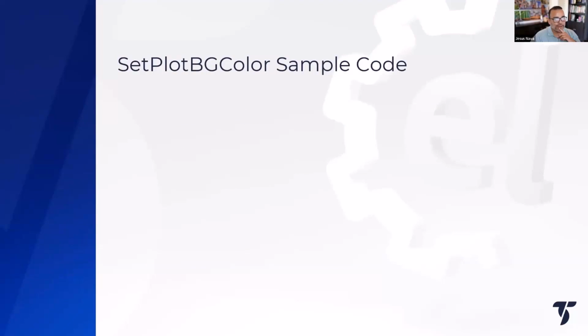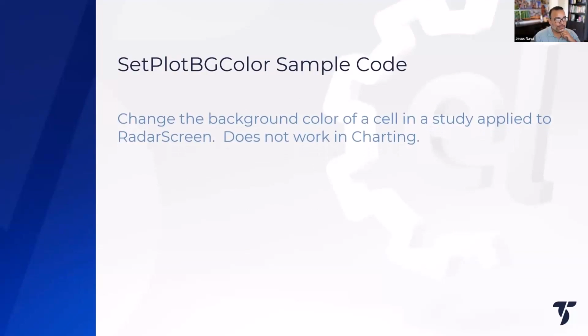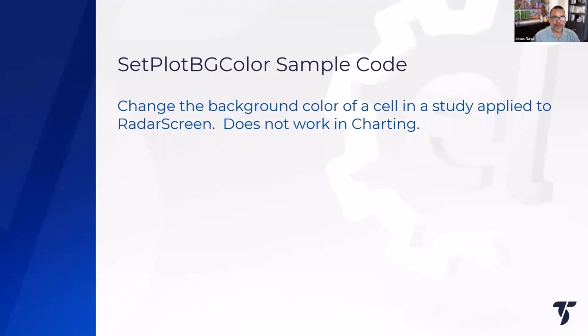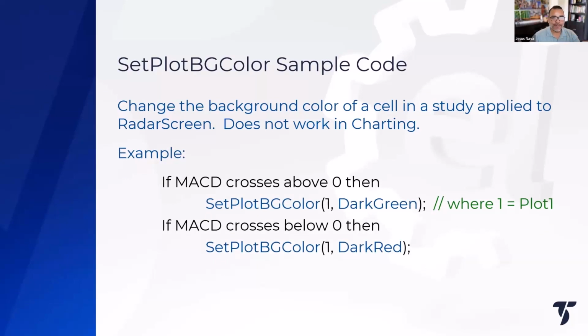Set plot DG color sample code. This changes the background color of a radar screen cell. It doesn't work in charting. We already talked about that. And this is the example code for changing the background color. Similar to what we've been doing before, if the criteria happens, then you set the background color to the color you want. We already talked about colors and how you can specify colors in TradeStation EasyLanguage.